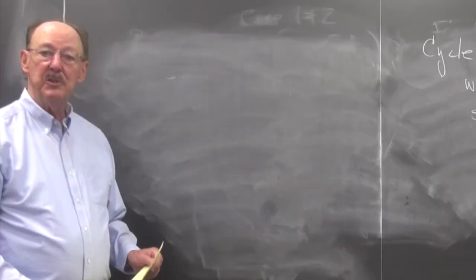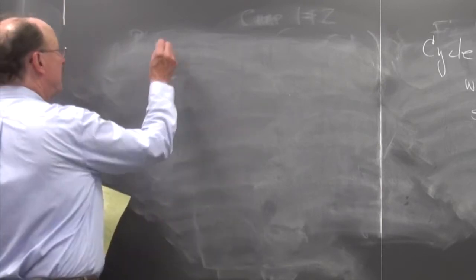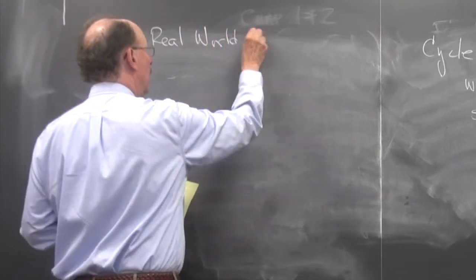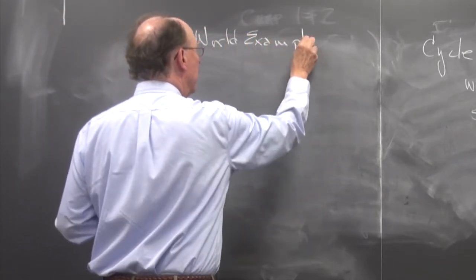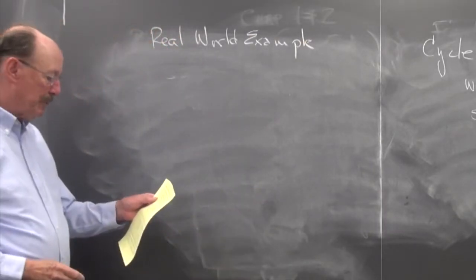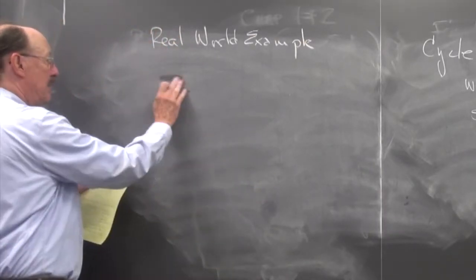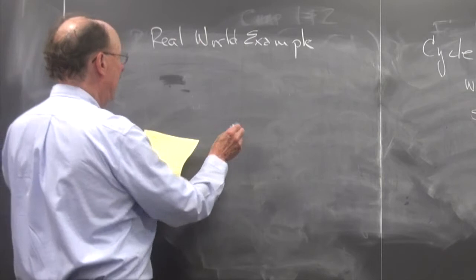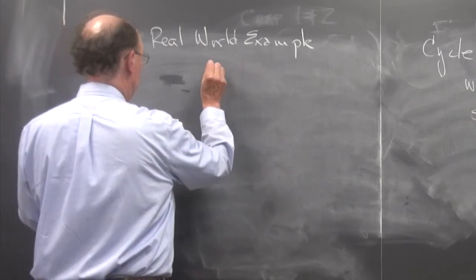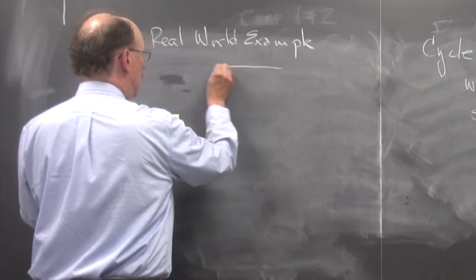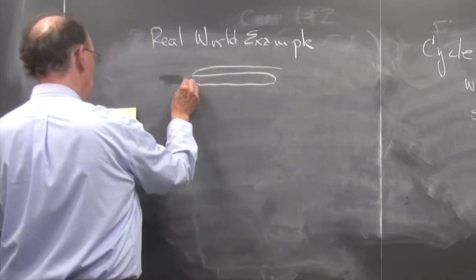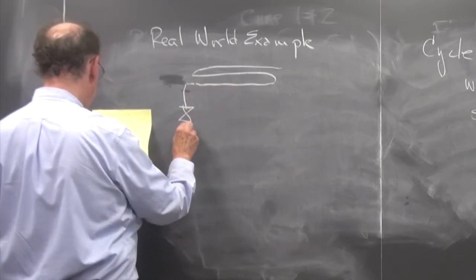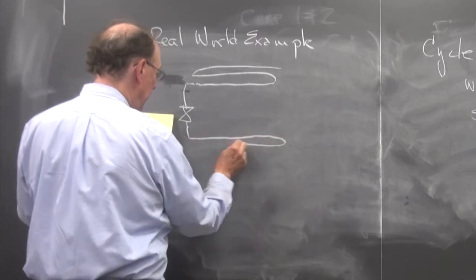Now let's look at a real world example, a refrigerator. Not all of you know how refrigerators work, but let me make a schematic drawing of one, and we'll show what's going on so you can see. We're going to have a condenser. Here's the condenser. It's going to go through a valve, and then down to the evaporator.